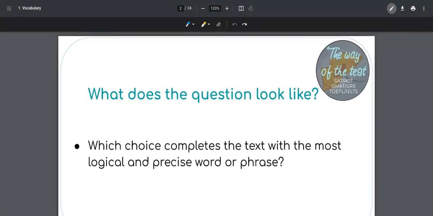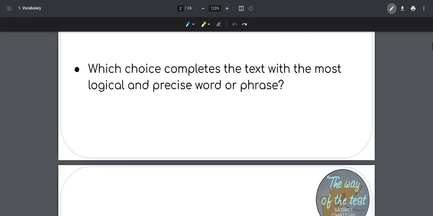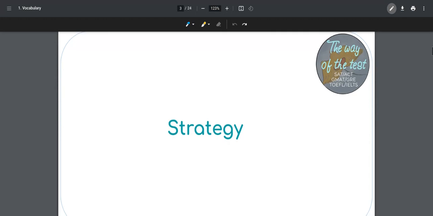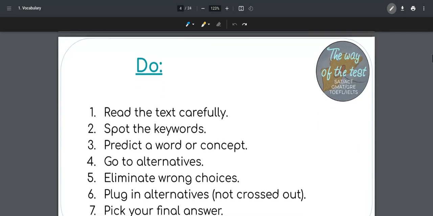So basically the question just looks like: which choice completes the text with the most logical and precise word or phrase. So there's a blank in the text, or the passage, and you have to complete it, or you have to choose the word that completes it. So what do we do here? What is the strategy to follow here? I do want you to copy this.